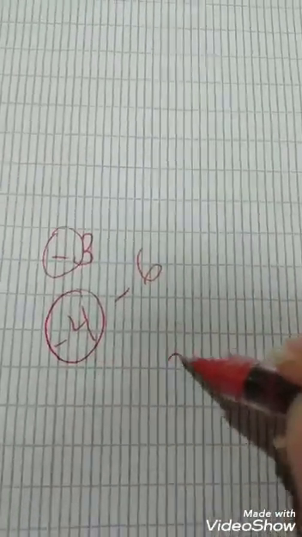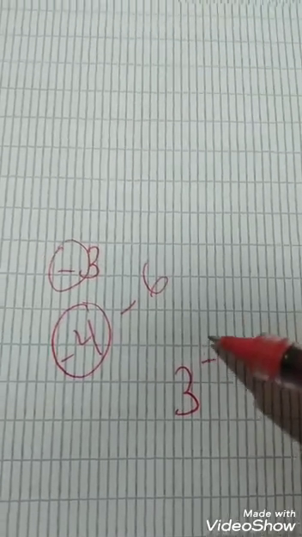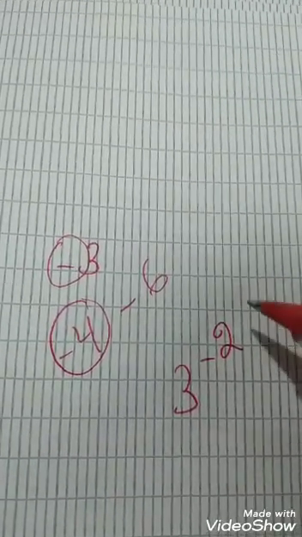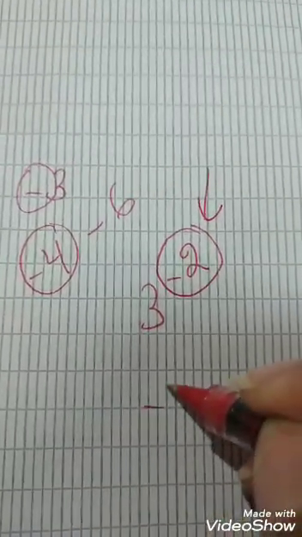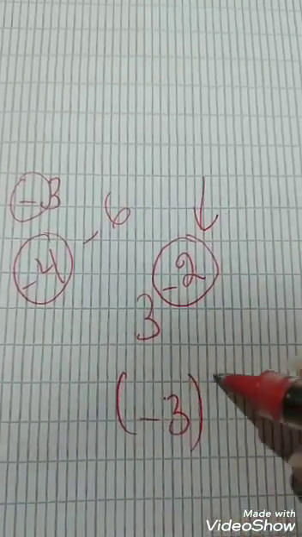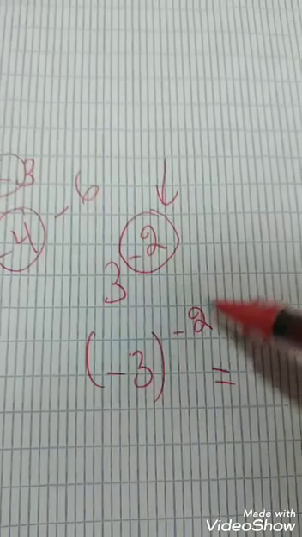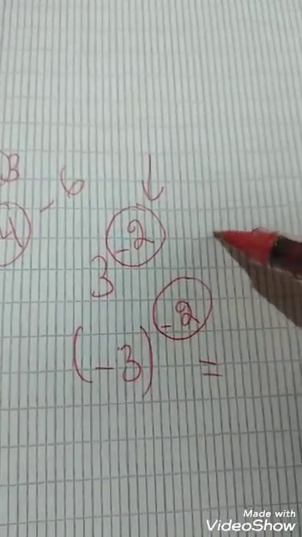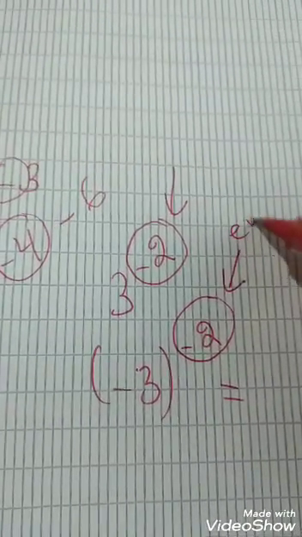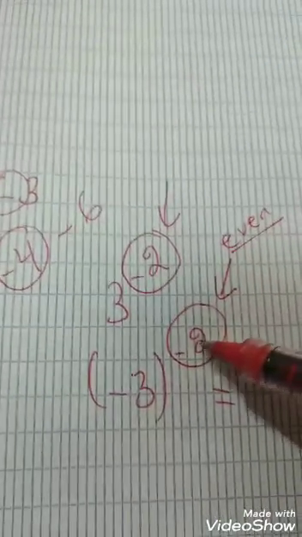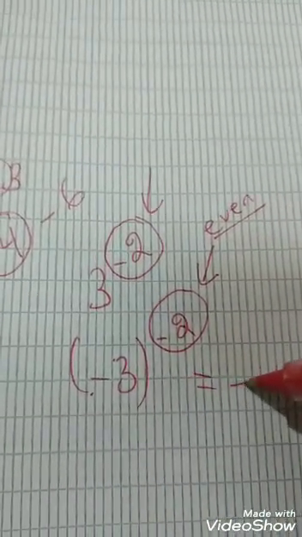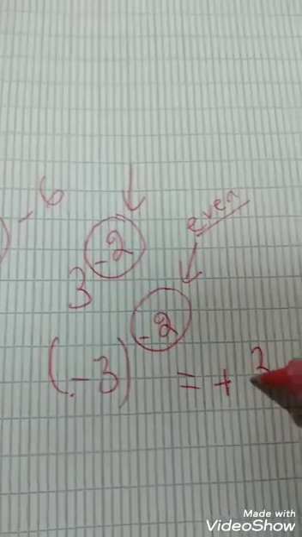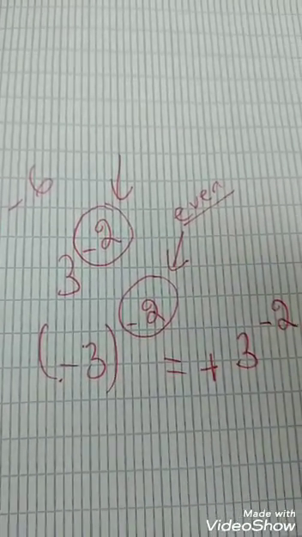For example, 3 to the exponent minus 2. Here minus 2 is a negative even number. Let me give a more precise example: minus 3 to the exponent minus 2. What will I get? The base is negative, so I look at the exponent. Minus 2 is a negative even number, so even. So even changes minus into plus. So plus 3 to the exponent minus 2.